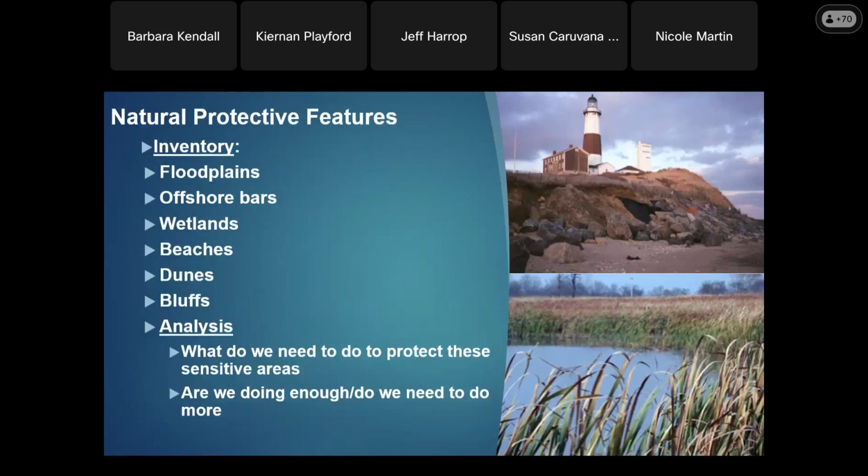Next, some natural protective features, as defined in the Environmental Conservation Law 34-0103, include beaches, dunes, shoals, bars, spits, barrier islands, bluffs, and wetlands. Associated natural vegetation is also considered part of natural protective features. These features are nature's way of protecting our shorelines.